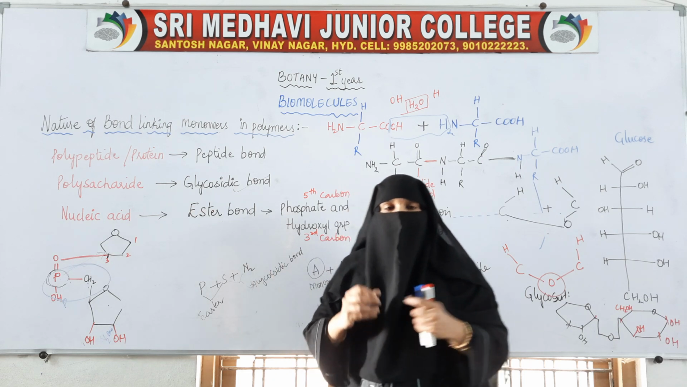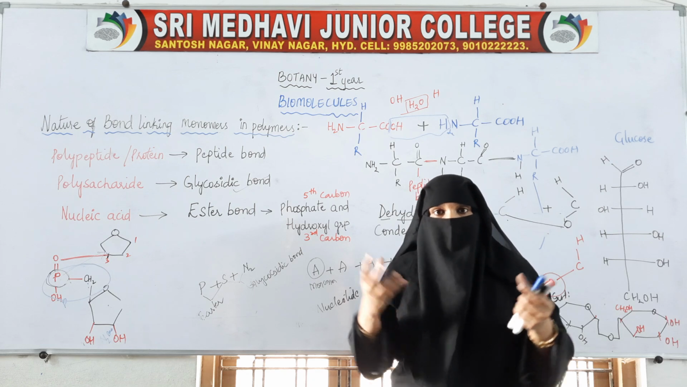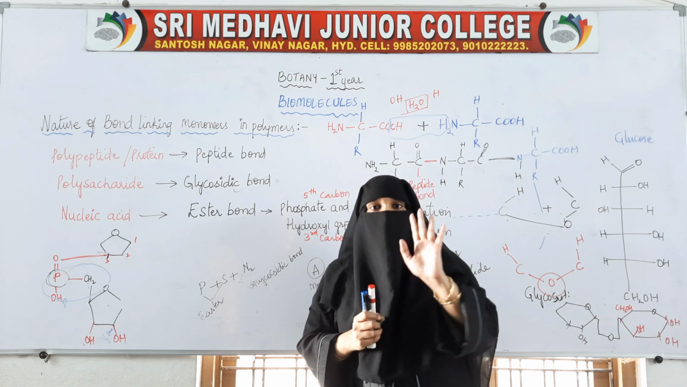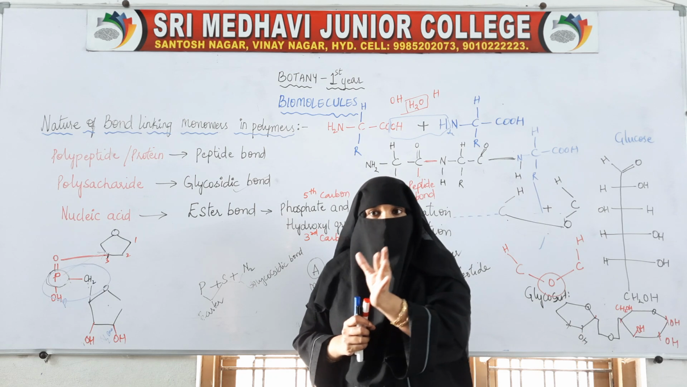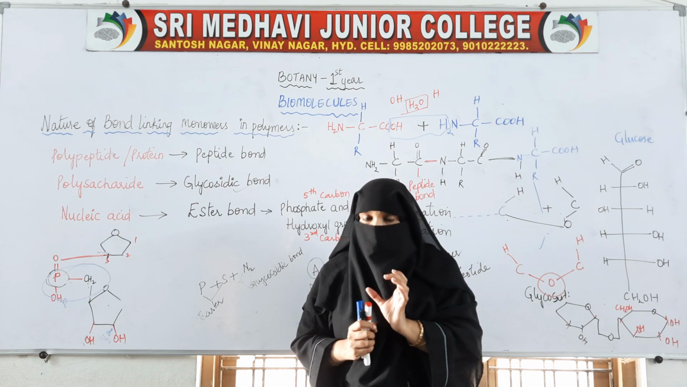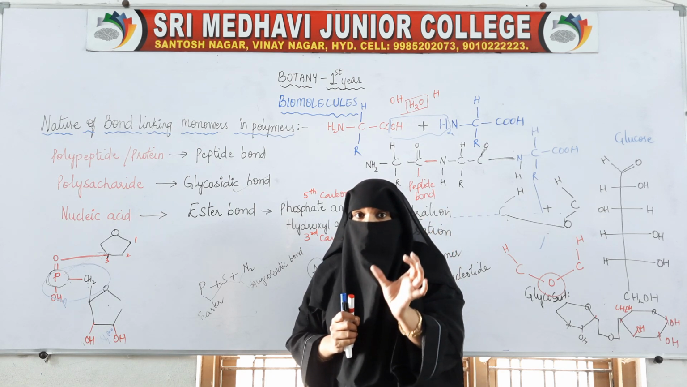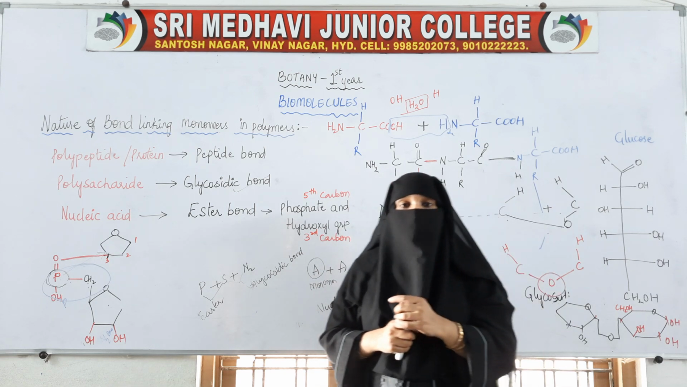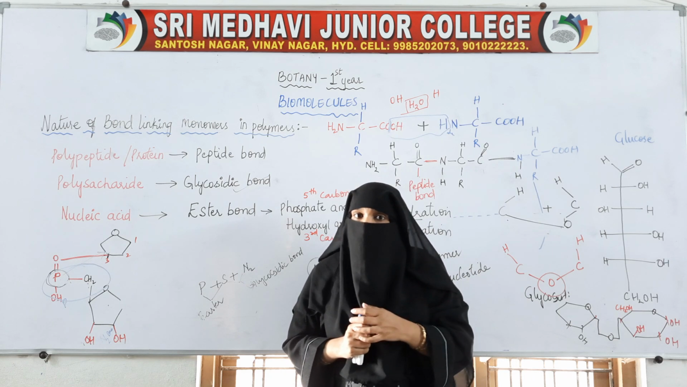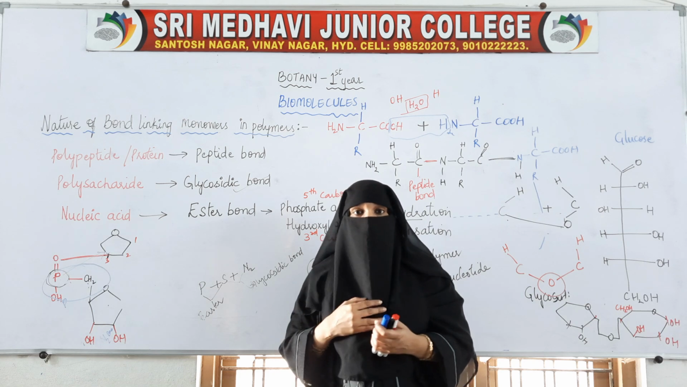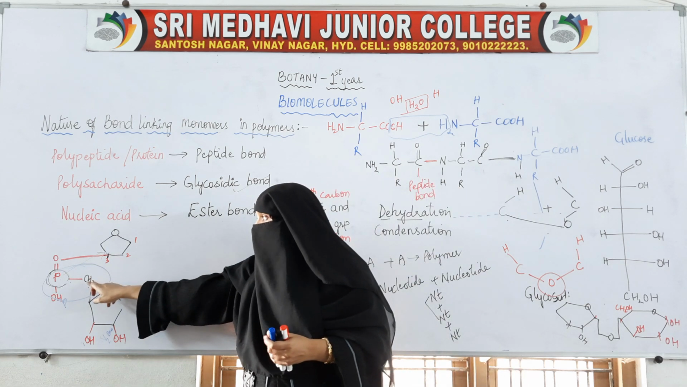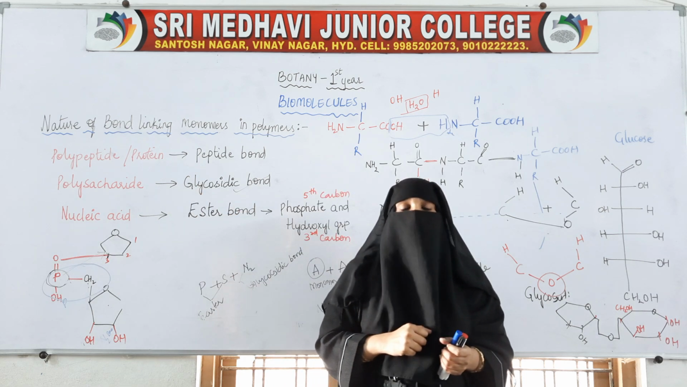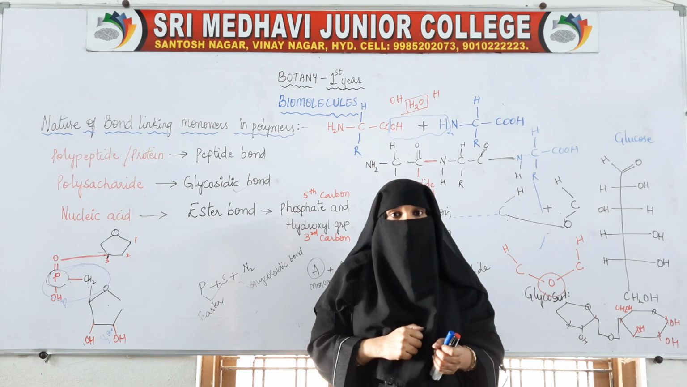How are polysaccharides formed? By addition of monomers, that is sugars, with the glycosidic bond. And how is nucleic acid formed? Nucleic acid is formed by 3 bonds. Okay, one bond is between nitrogenous base and sugar, that is the glycosidic bond. One bond is between the carbon of sugar and phosphate, that is the phosphorus of phosphoric acid. That bond is called an ester bond. And the third bond is the bond between the phosphate of one nucleotide and the carbon of another nucleotide. That bond is called a phosphodiester bond.